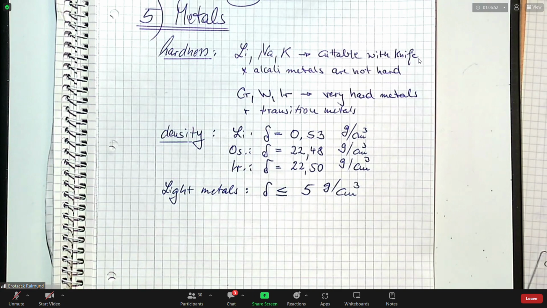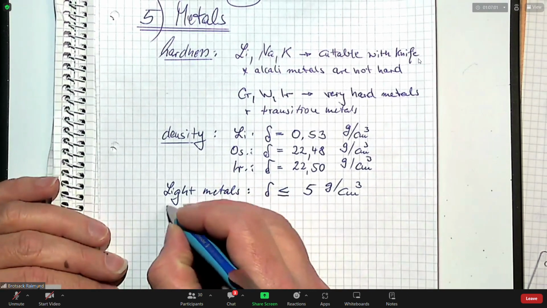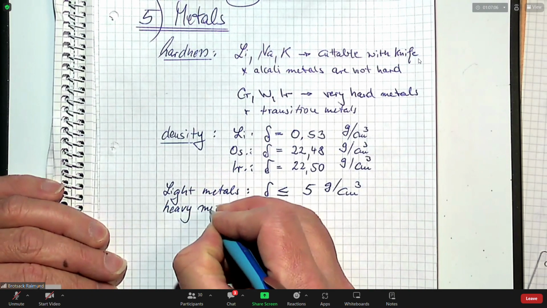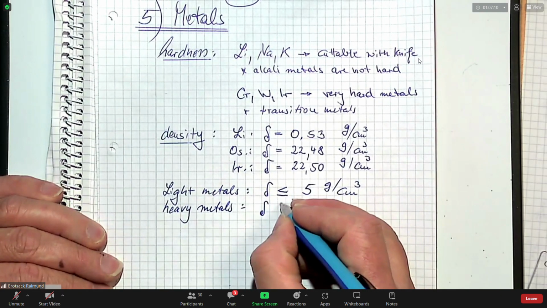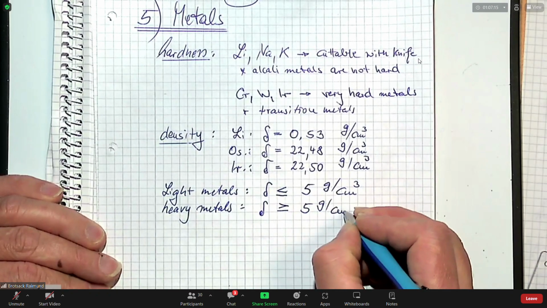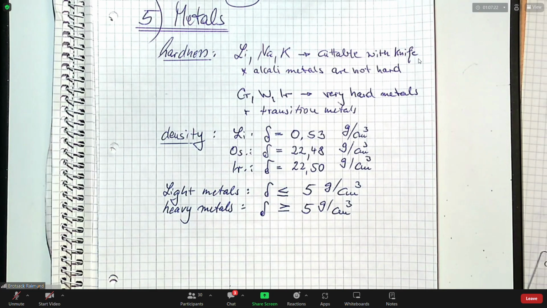Aluminium, for example, is a light metal. It's quite light. You can carry it quite easily. The heavy metals, of course, are heavy. And here the density is much above 5 gram per cubic centimeter. So this is a kind of orientation. The limit 5 is the distinguishing between light and heavy metals.